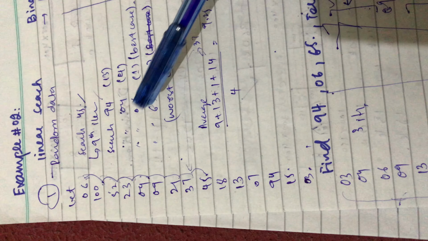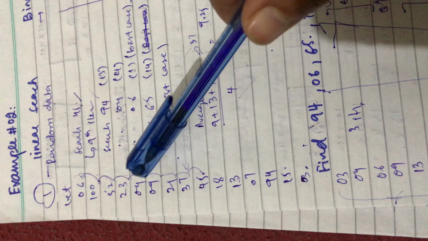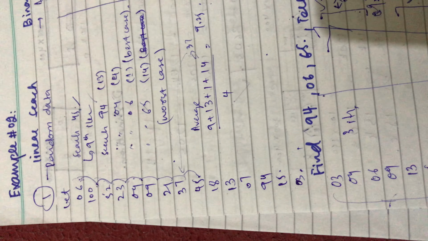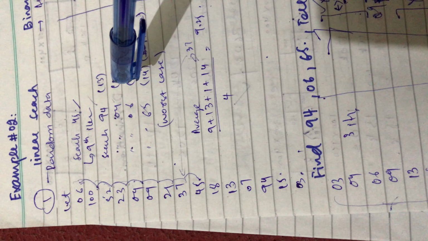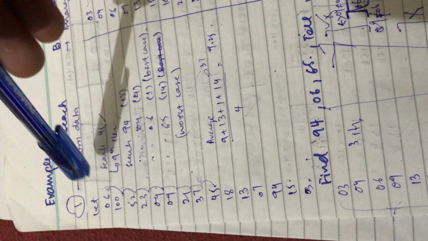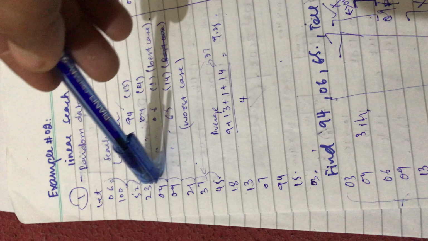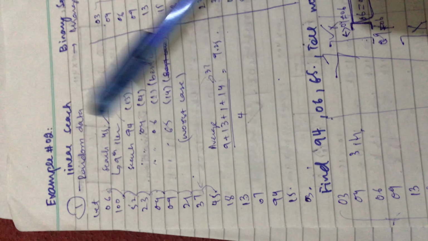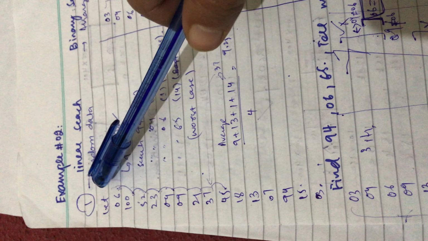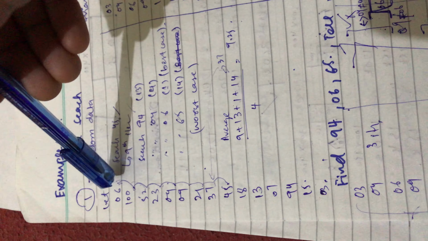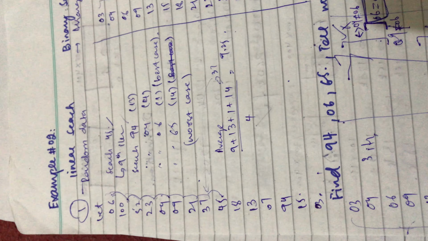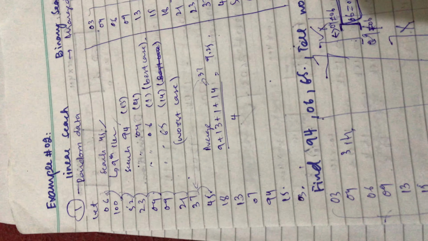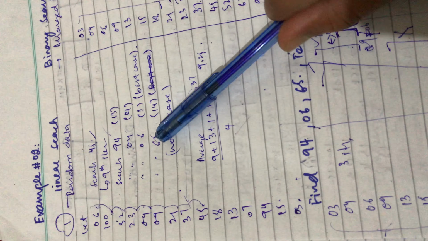So in the same way, to find the 94 from this data, we will go through the 13 iterations. To find the number 4, we'll go through the 1, 2, 3, 4 iterations. And to find the number 6, for example, we'll find the number 6 at our first iteration. So it is the best case in this example, and the worst case is 65.